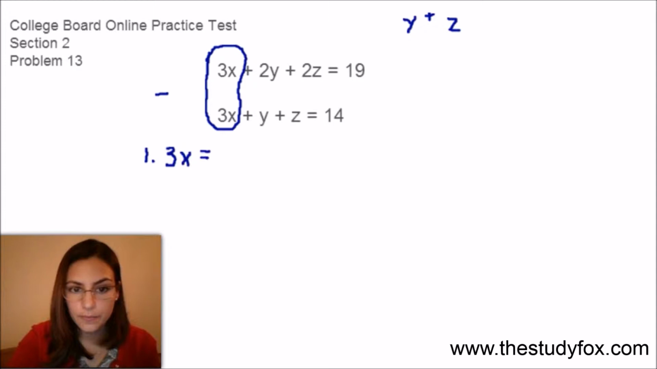So equation number 1, we're going to do 3x equals, alright, so I'm going to equal it to 19, which is on one side of the equal sign, and then we're going to bring over these other two to the other side of the equation. So equals 19, we're going to subtract 2y from both sides, so minus 2y minus 2z.